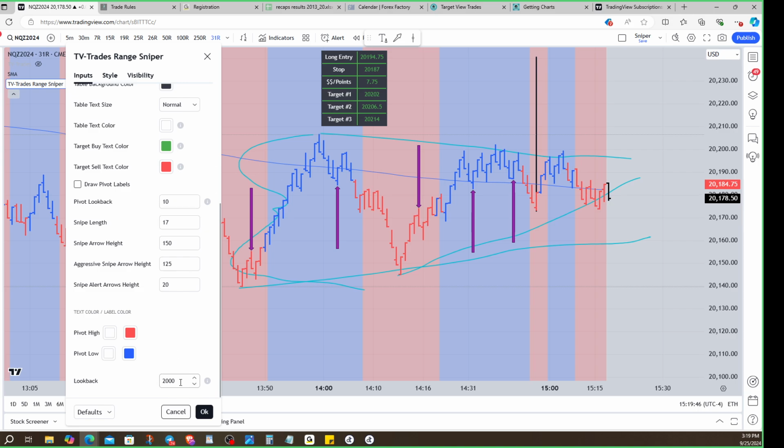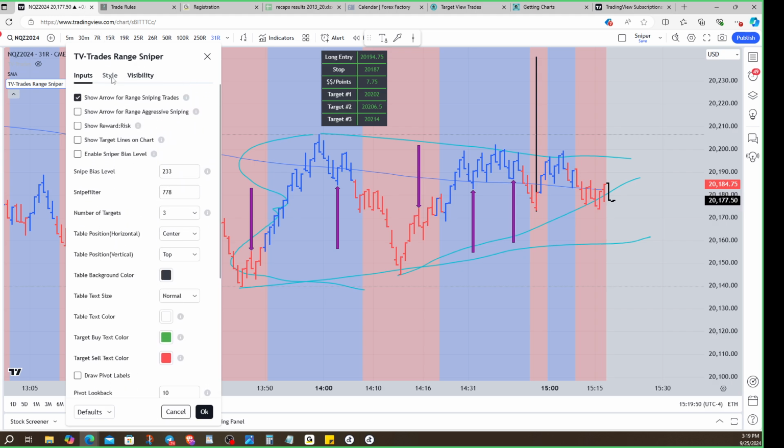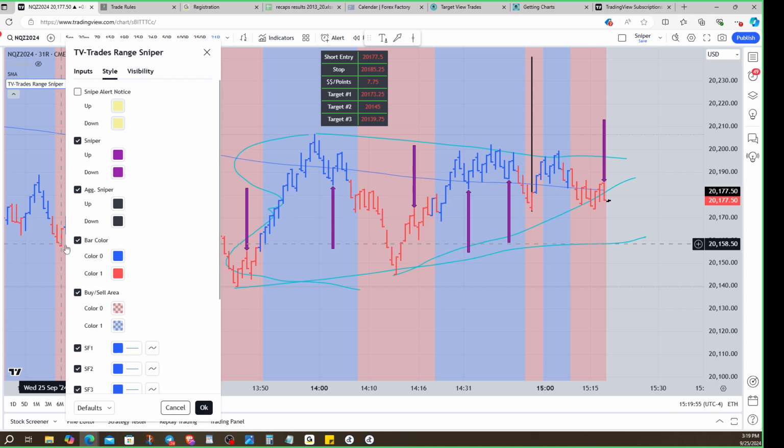Alright. The look back thing is the same. The pivot highs and lows, you can draw the pivots on, all that stuff is the same. Alright, in here under style, the sniper, that is those. The aggressive sniper I haven't turned on yet. The bar color is the bar colors right here.